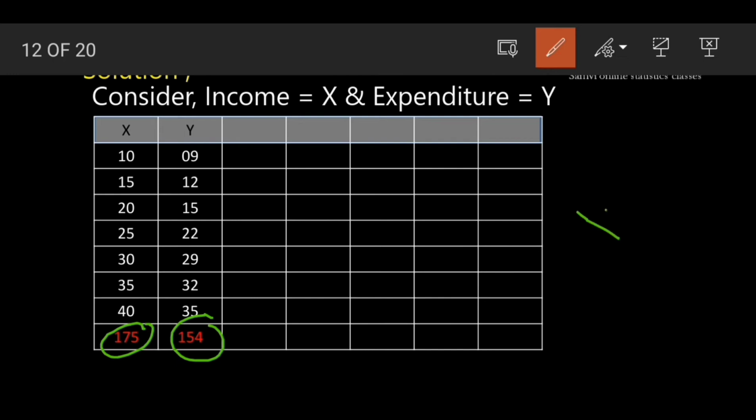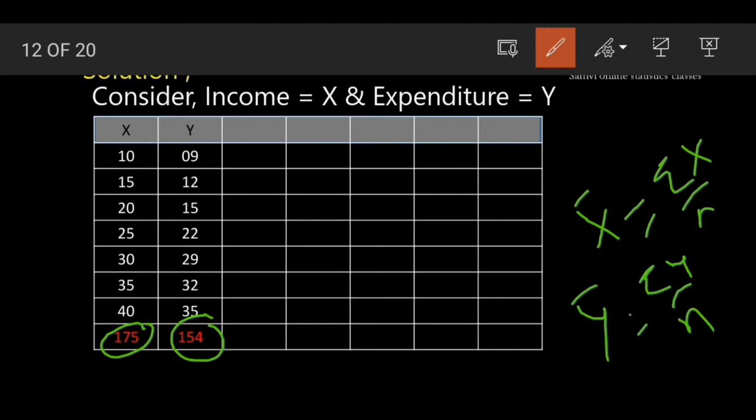So first you have to find out the mean. We know that x bar is nothing but summation of x divided by n, whereas y bar is nothing but summation of y upon n. So summation of x is 175 and summation of y is 154. n indicates the number of values.